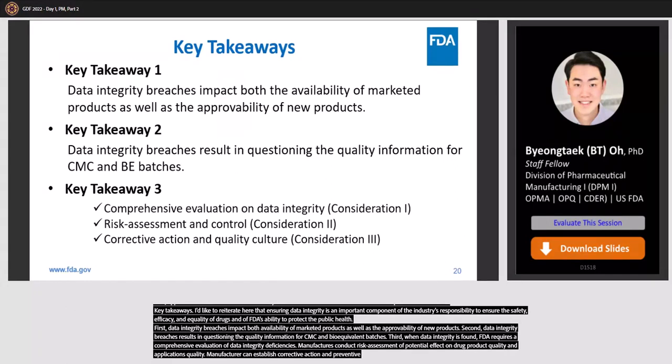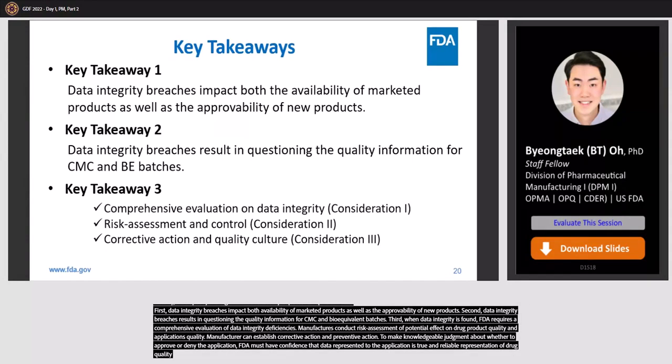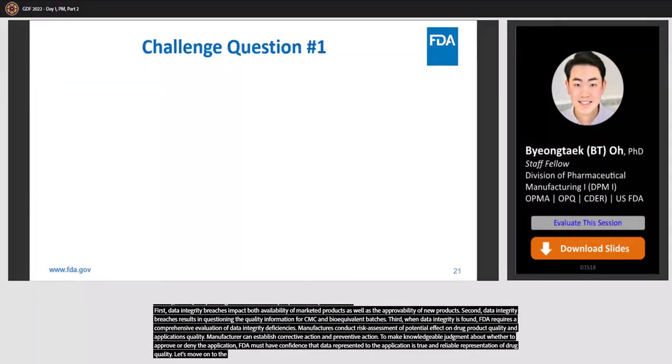To make a knowledgeable judgment about whether to approve or deny the application, FDA must have confidence that data represented in the application is a true and reliable representation of drug quality. Let's move on to the challenging questions. Challenging question number 1.